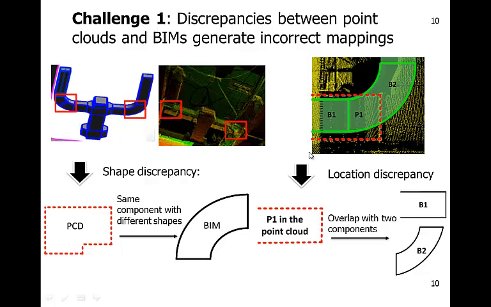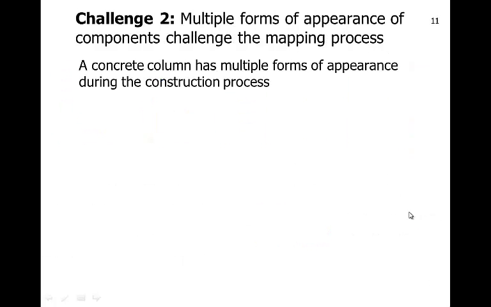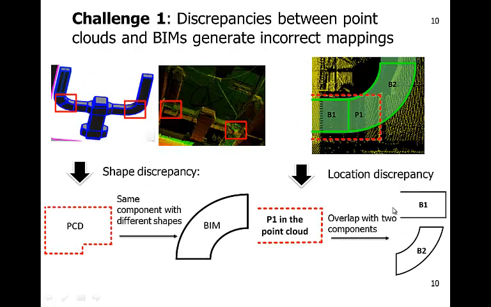The left figure is a 2D ground view of the registered point cloud and BIM. The segment of the point cloud overlaps with 2 components in the BIM. Hence, additional analysis is needed in order to identify which component in the BIM, B1 or B2 or both, should be mapped to the segment in the point cloud.